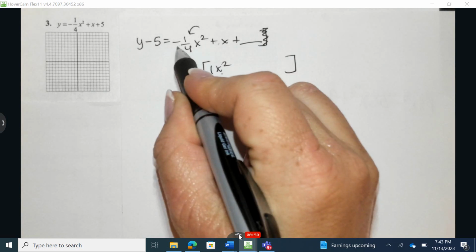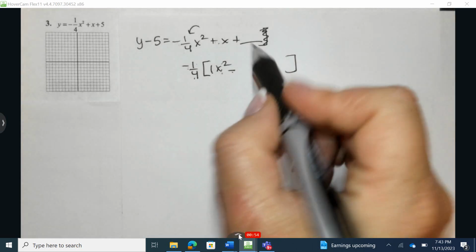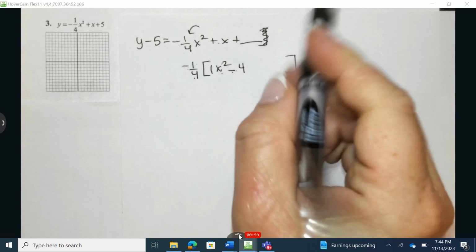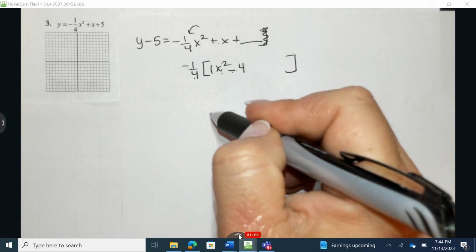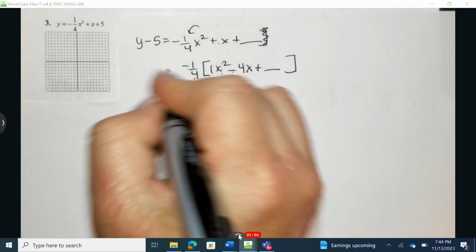Remember, we want to end up with a positive. And I factor out a negative. So a negative times a negative is a positive. And negative 4 times negative 1/4, or think of it as negative 4 divided by negative 4, gives us a positive 1. Don't forget the x.